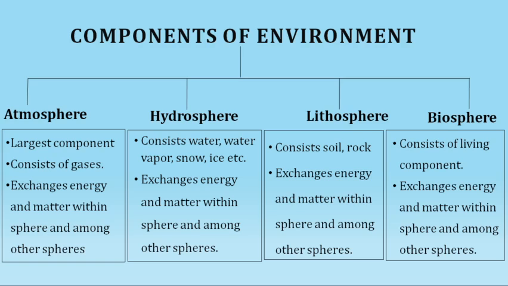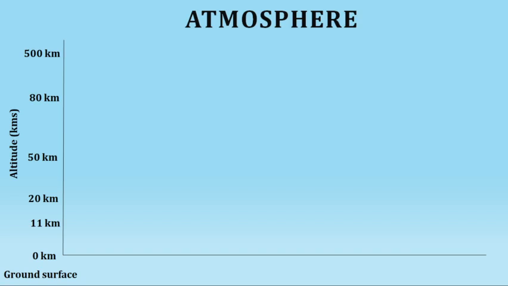So in a nutshell, we have four components of environment, which are atmosphere, hydrosphere, lithosphere, and biosphere. And now we'll discuss one by one about these components in detail. So I will start with the atmosphere, which starts from the ground surface and extends up to certain kilometers vertically on this earth. If you look at the entire area of atmosphere, it can be divided into certain layers from ground surface up to certain kilometer altitude or height.